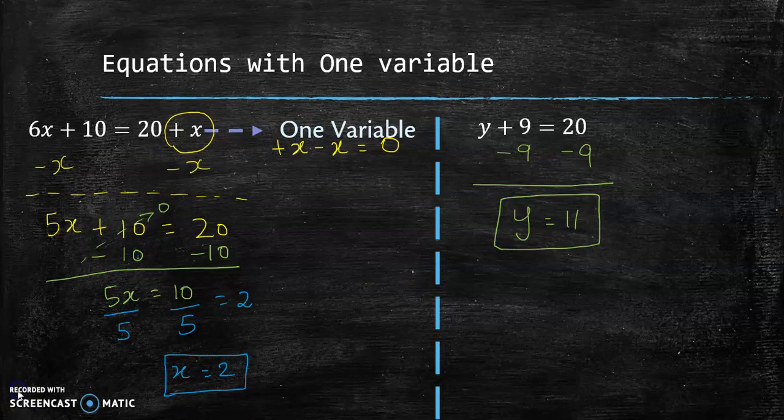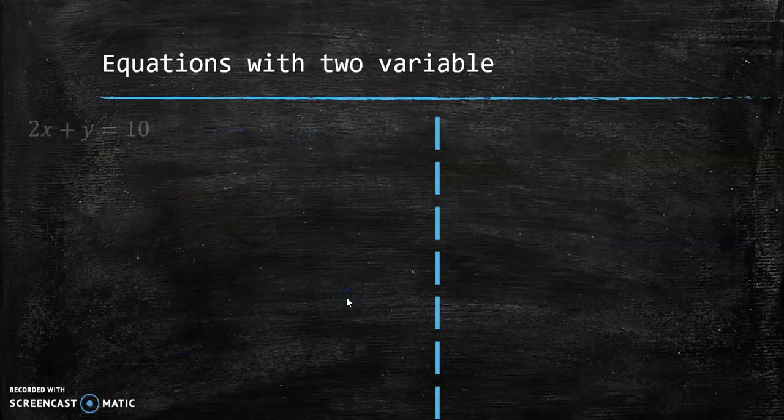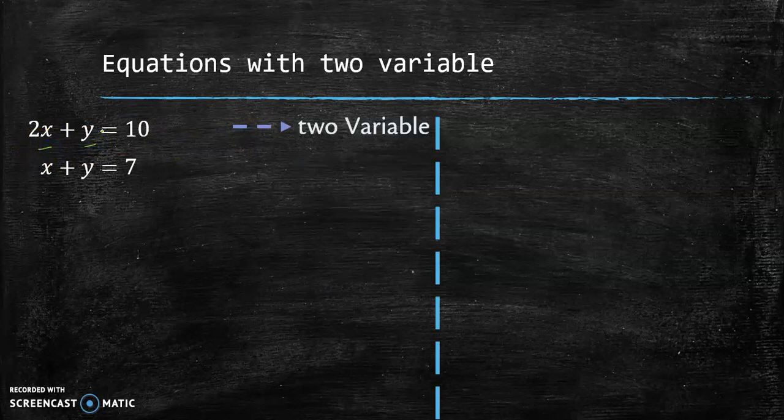Now let's see how to solve equations with two variables. So what do you have here? x and y, which is two variables. You are going to deal with two variables now. So when you have equations like this, if they are asking you to solve for two variables, they'll always give you two equations. Take the first equation as A and the second one as B.